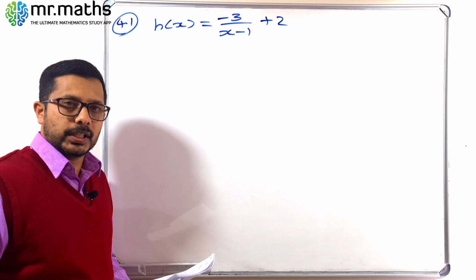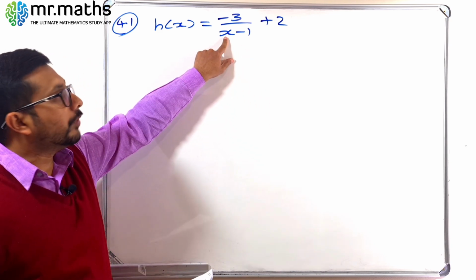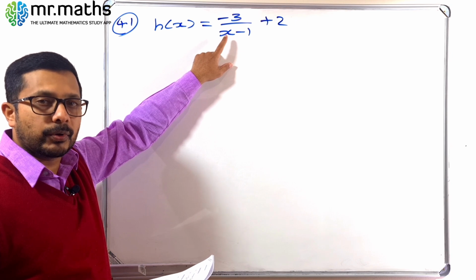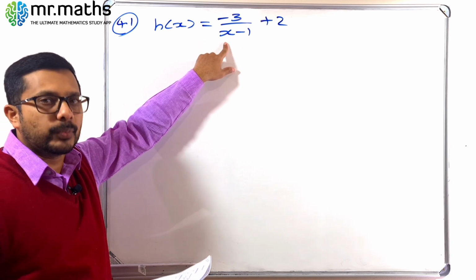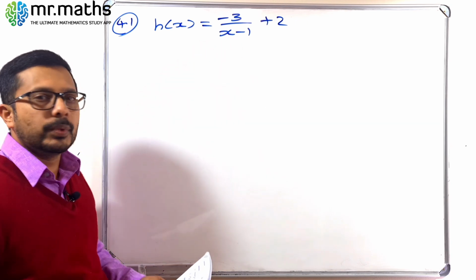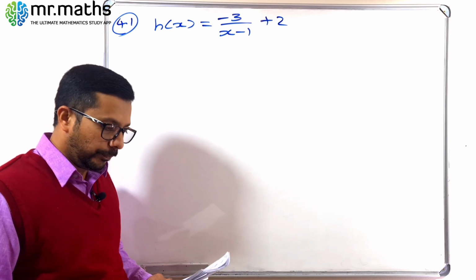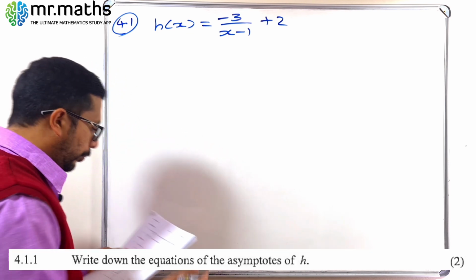So what type of function is this? Here you can see that the variable is in the denominator. So it means that it is which type of function? This one is a hyperbolic function. If the variable is in the denominator, then that's a hyperbolic function. Okay. Now what is the first question? 4.1.1.